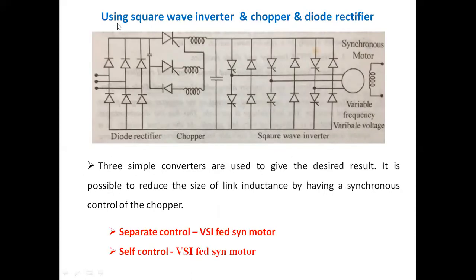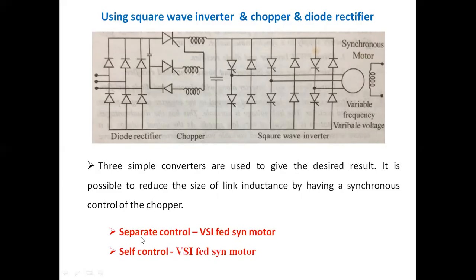Next one, using a square wave inverter, chopper and diode rectifier. Three-phase AC is given to the diode rectifier, which converts AC into DC. For converting fixed DC into variable DC, we are using the voltage commutated chopper here. To remove the ripples present in the DC, we are using an LC filter. Then it's connected to the square wave inverter, which generates a single output waveform per half cycle. It's connected to the synchronous motor drive. That's why it's called a square wave inverter based chopper and diode rectifier for synchronous motor drive control.